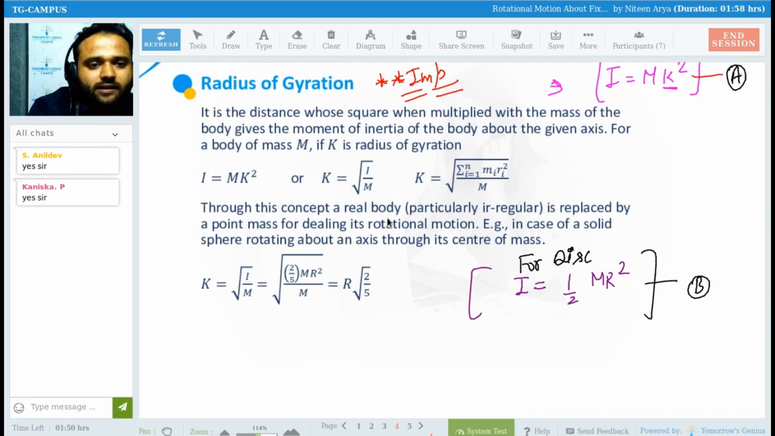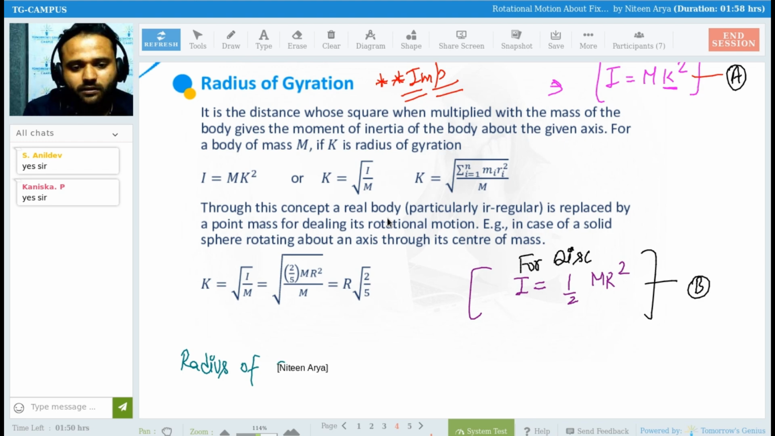But the radius of gyration for disk, radius of gyration, radius of gyration, for disk.